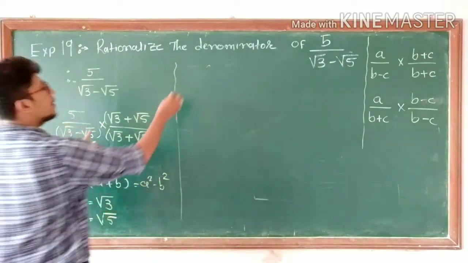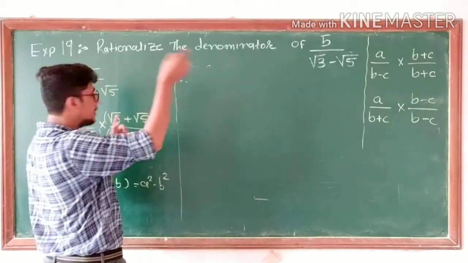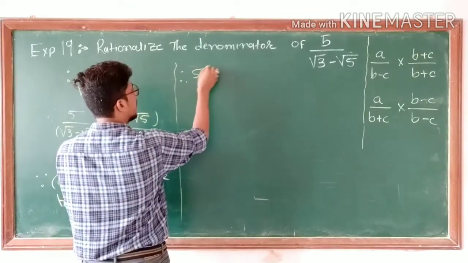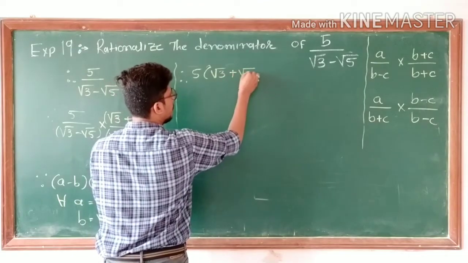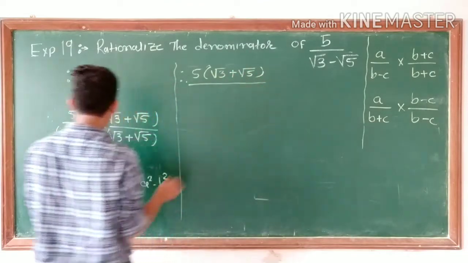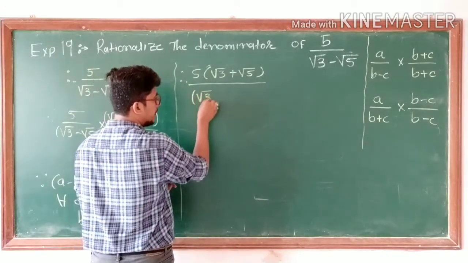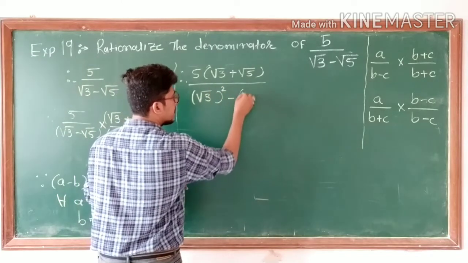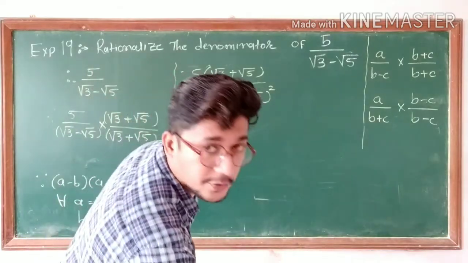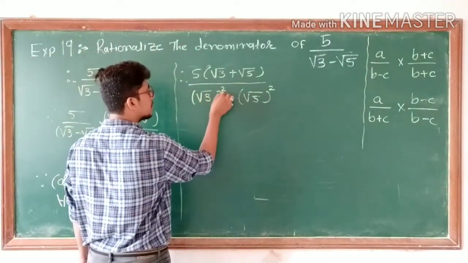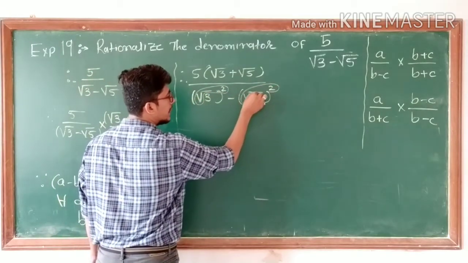So now we can write, therefore you have to write each and every step. 5 bracket square root of 3 plus square root of 5 whole divided by root 3 to the whole square minus square root of 5 to the whole square. We know that square and square root will get cancelled. So this square and square root will get cancelled. Here also square and square root will get cancelled.